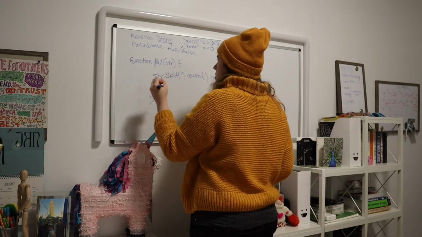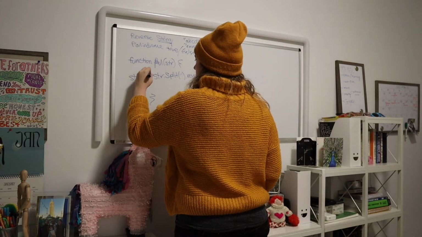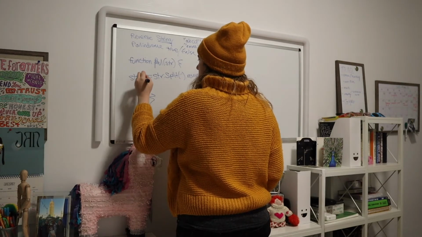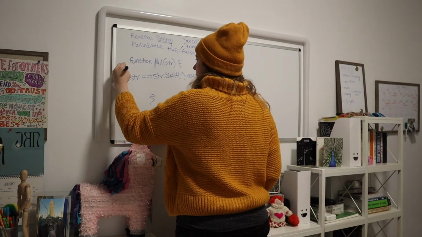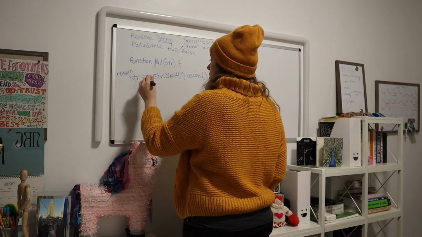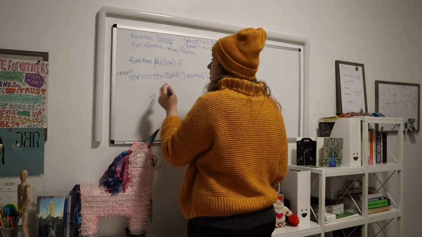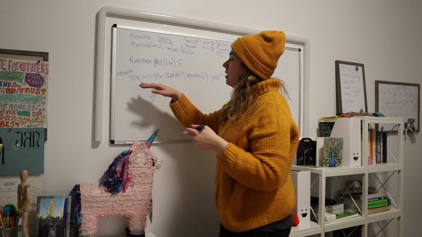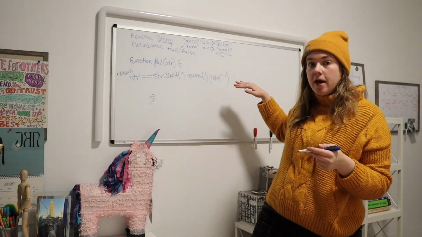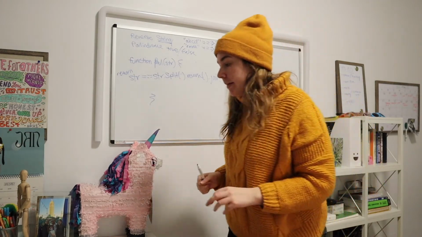So if that's the reverse string, then if that equals the string, that would return true. If not, it would return false. So we can just return that right away. So return string equals string dot split dot reverse dot join, then it's going to return true. And you can do that in an if statement. This is just one way of getting it all out there. Okay, so that's one way of doing it.